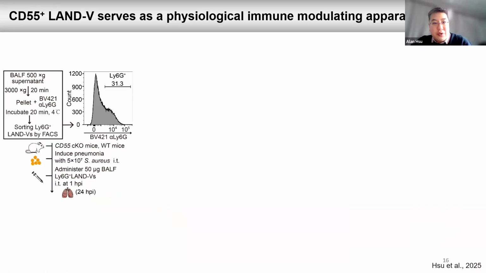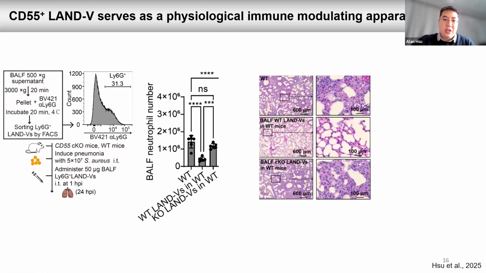Finally, to definitively show that these CD55 LAND-Vs are the major players in modulating this immune response, we infected a group of wild-type or knockout mice. We sorted the LAND-Vs from their pneumonic BALF, so as you see here, the Ly6G positive. We put these endogenous LAND-Vs back into either wild-type or knockout mice. So let's start with the wild-type first. In the wild-type mice, you give wild-type LAND-Vs, it works, and there's an anti-inflammatory effect. You give a knockout LAND-V, there's nothing happening.